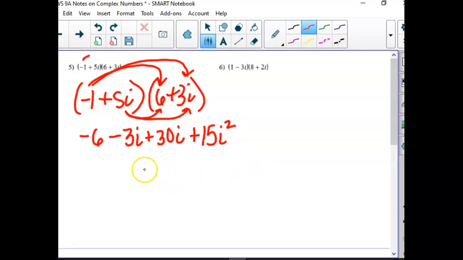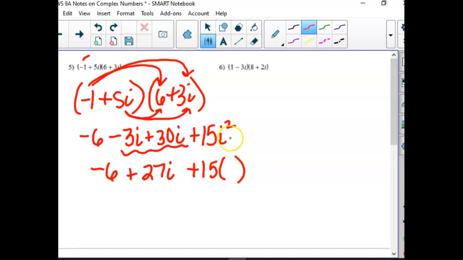Okay, so we have a negative 6. I can combine these two i's and get 27i. Back here, I need you to understand that this is 15 times i squared. I squared is negative 1, remember? So 15 times negative 1 will make that into a negative 15. And now it can be combined with this negative 6, and I get negative 21 plus 27i.